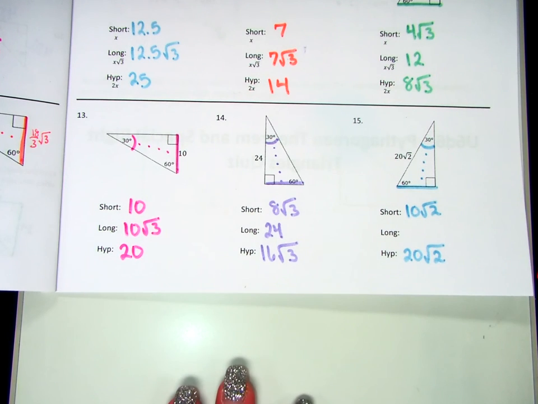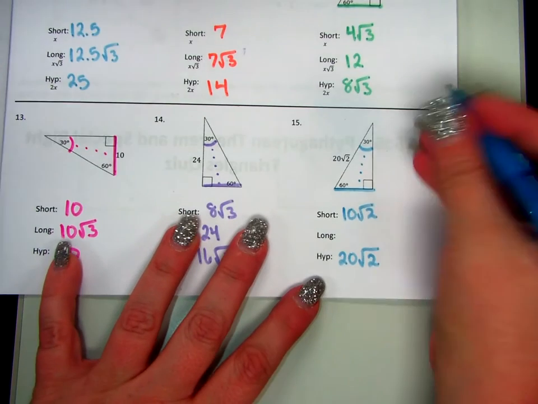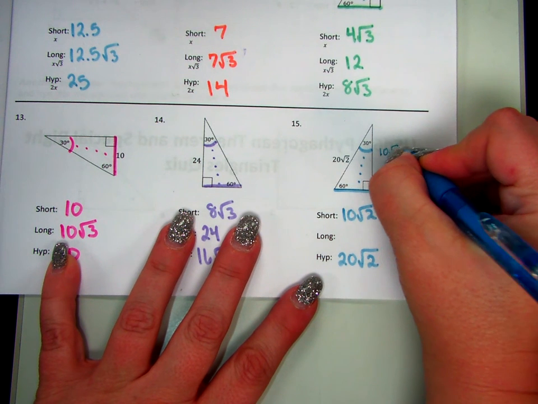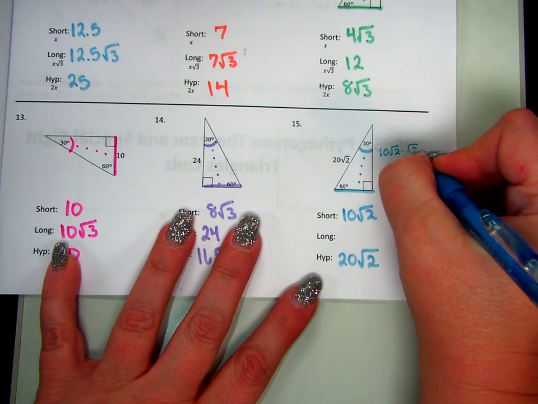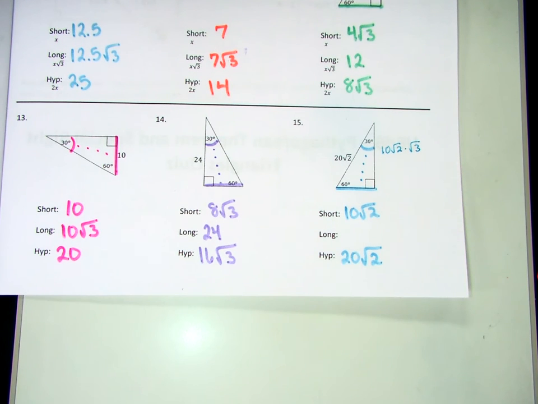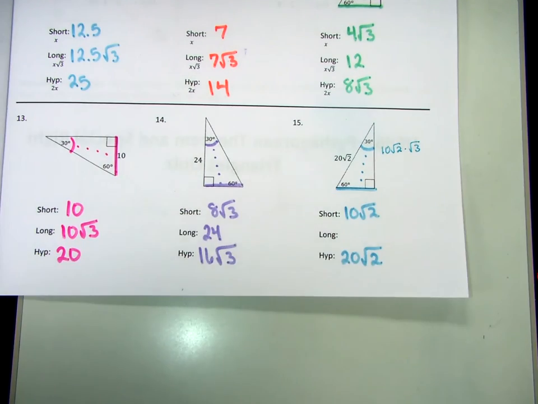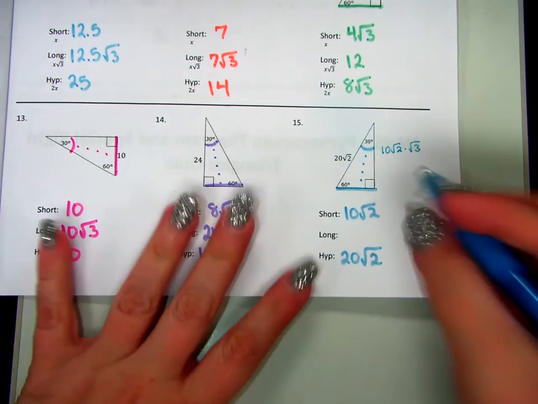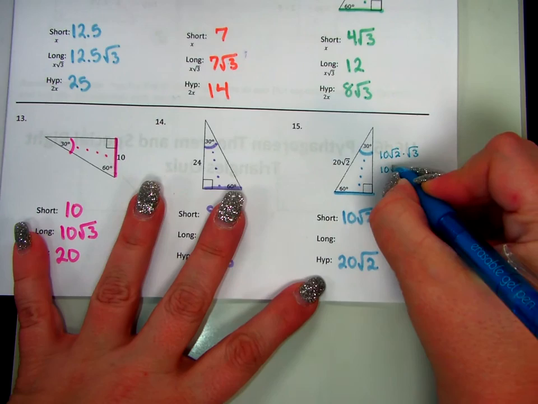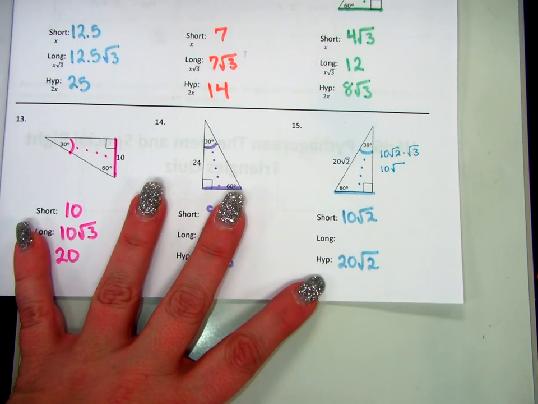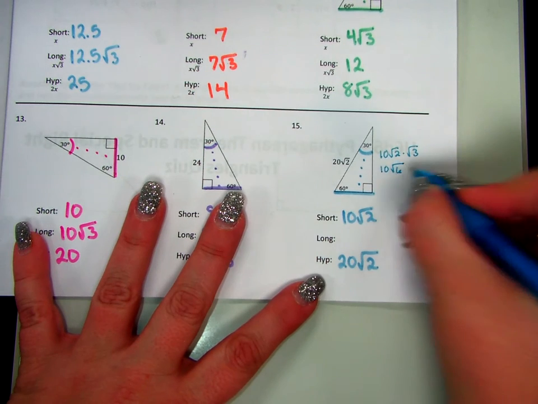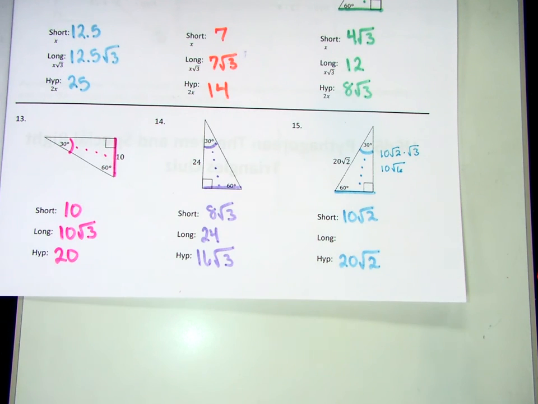And then my long leg is the short leg, 10 square roots of 2, times the square root of 3, because we're doing 30, 60, 90, so you always multiply by the square root of 3. Remember, you can multiply these two square roots together. It works with multiplication. It does not work with addition or subtraction. This becomes 10 square root of 2 times 3? 6.